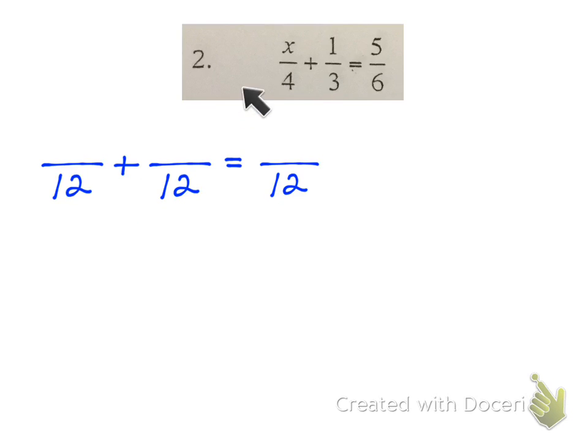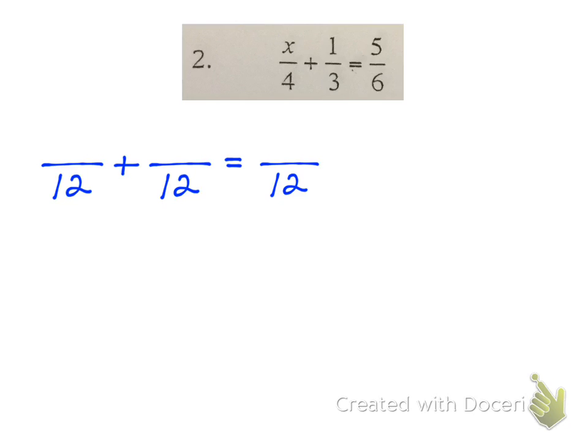Next, number 2. This is a fraction buster question. Fraction buster questions are solved by trying to figure out a common denominator between all your terms. 4, 3, and 6, they all go into 12. So you want to change all your denominators into 12s. Then you look at each term and say, what do I multiply this denominator by to get a 12 right here? That answer would be 3.